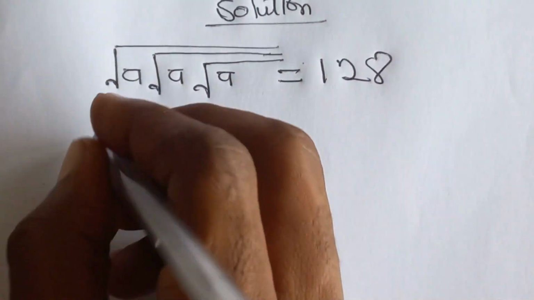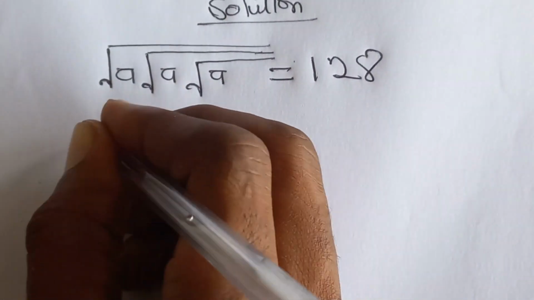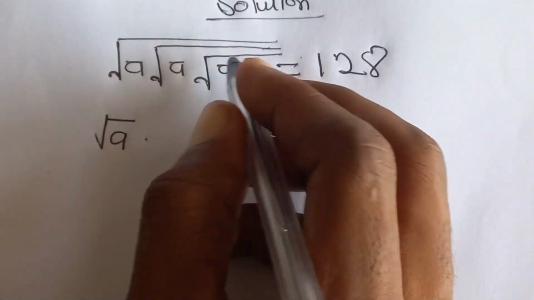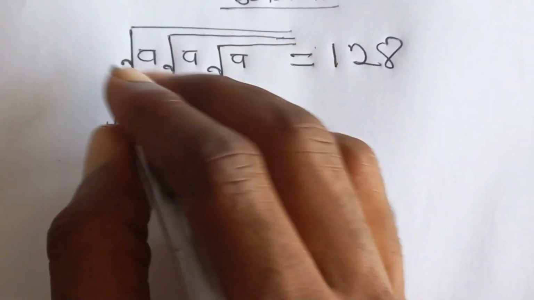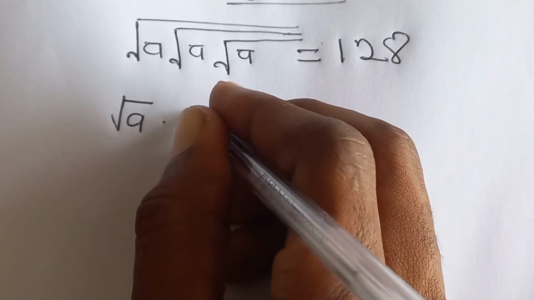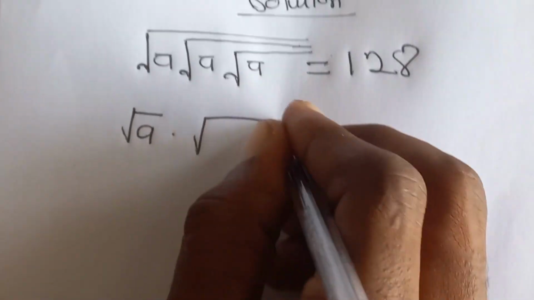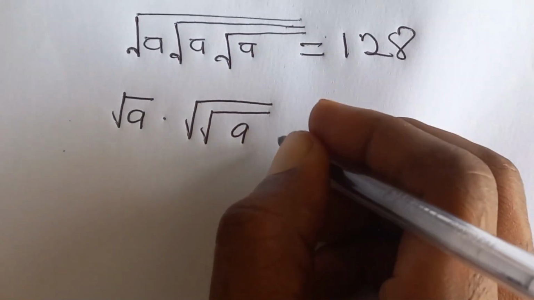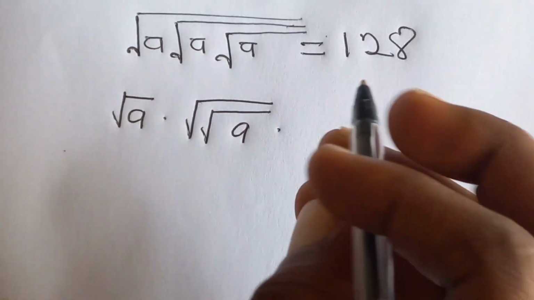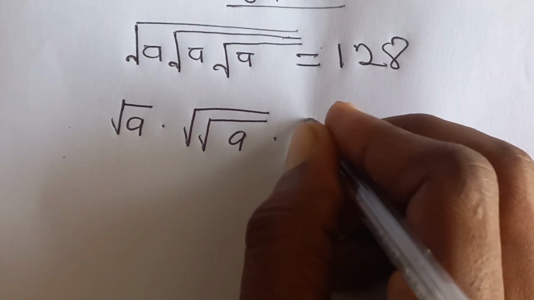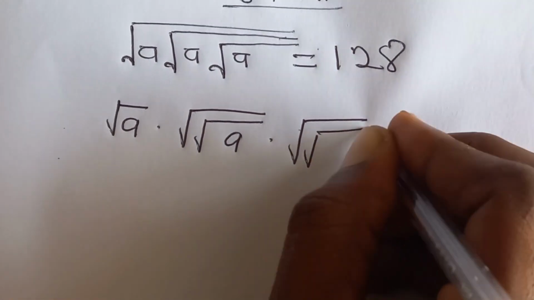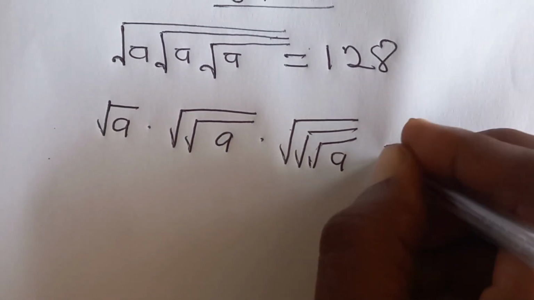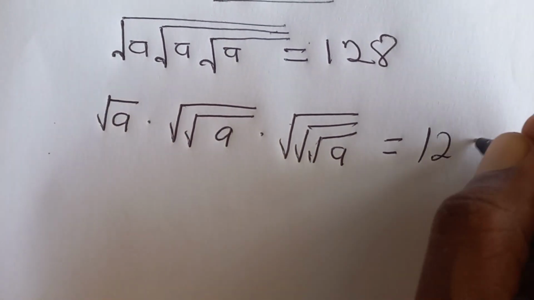So this one is the same as root A, multiplied by this one, which is the double square root of A, multiplied by this one, which is the triple root of A, which is equal to 128.